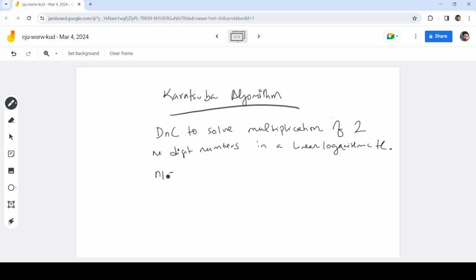Let's say n1 equals 1 2 3 4 and n2 equals 5 6 7 8. When we multiply two numbers, what happens is every digit of n2 gets multiplied to every digit of n1. So 8 gets multiplied to all the four digits, then 7 gets multiplied to all the four digits. Similarly, 5 and 6 get multiplied to all the digits of n1. So the time complexity of our conventional technique is big O of n squared.